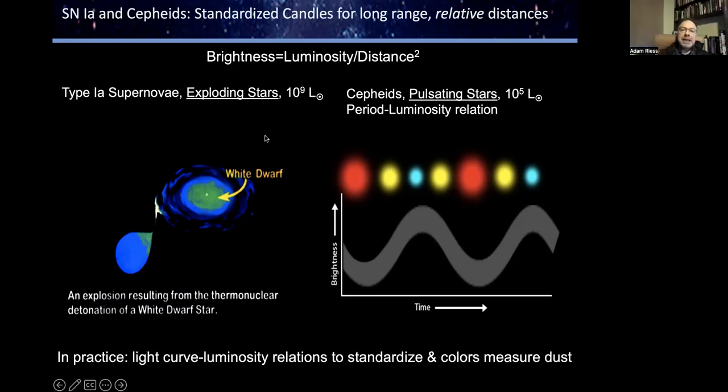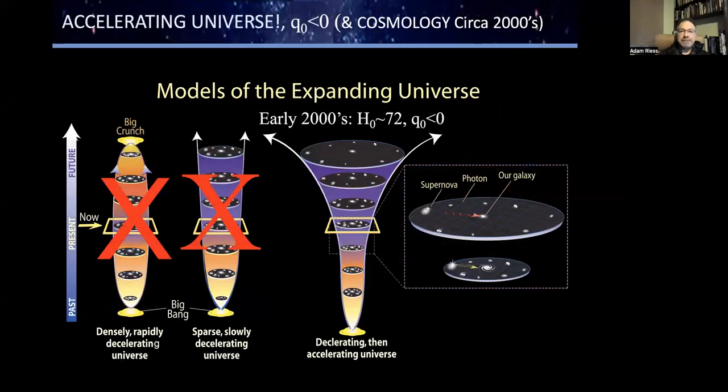So in practice, then, we look for type 1a supernovae or these pulsating Cepheid variables. We standardize them by measuring their periods or other properties. We use the colors we observe for them to account for, sometimes there's dust between us and these objects, but that reddens the light, so we can account for that with colors. And we're off to the races to measure distances.